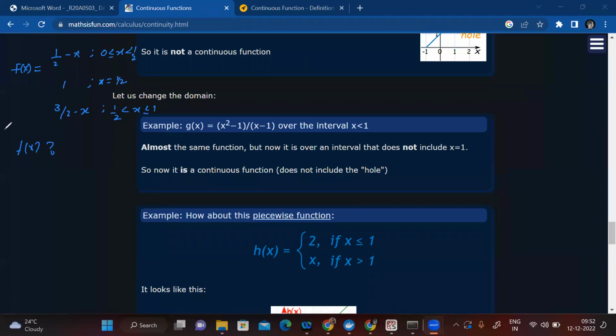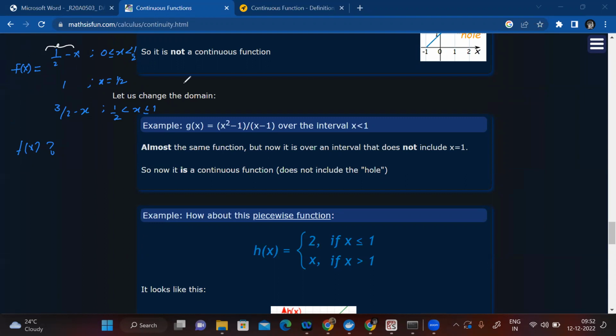Okay, so this is an example. Let's suppose there is a problem. We have a function, and this function is defined like this: if the value of x is between 0 and 1 by 2, this will be the function. If you put 1 by 2, we get 1, and if you put this value, we get this one. So basically we need to discuss whether this function is continuous or not.